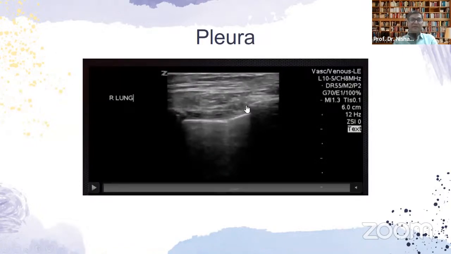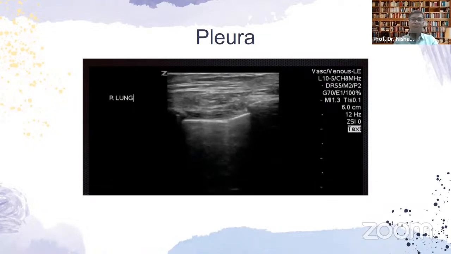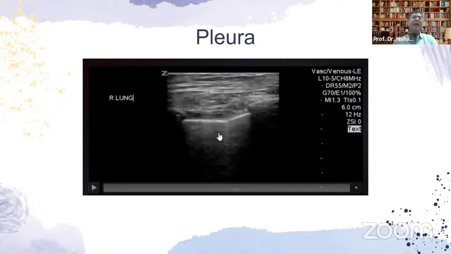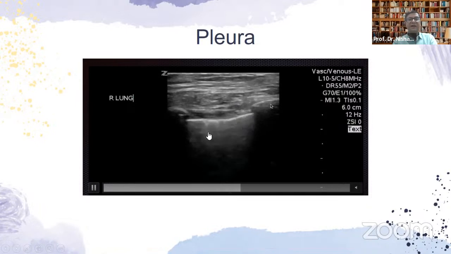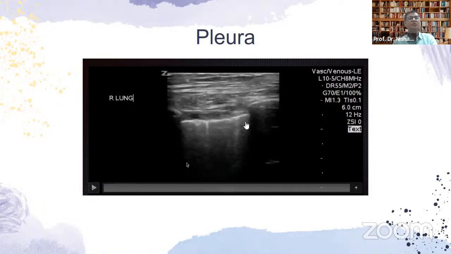Pleura. Now, as I said, air is a bad conductor of ultrasound waves. You usually see pleura as a hyperechoic line, and you don't see anything below it but the shadow effect. Now, what you see is the sliding. Here you can see with the breathing movements, the lung is sliding. So that is a normal lung, and the line moves with the sliding, moves with the lungs. So this is how the pleura looks.